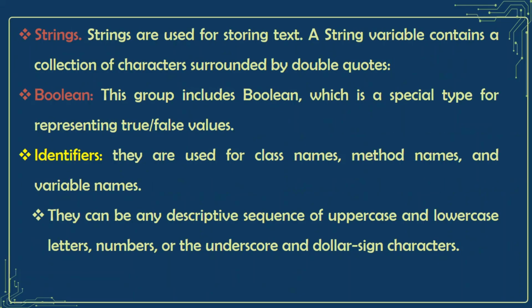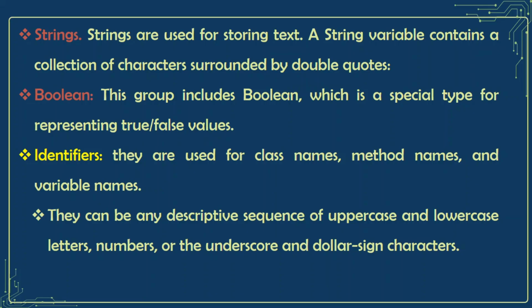The other is string. If we have a contiguous set of letters, we're going to use a string. It contains a collection of characters surrounded by double quotes, whereas a character is surrounded by single quotes. Boolean is a special type for representing a true or false value. So we're going to have either a true value or a false value. Actually, this may be used for conditions, to check whether a certain condition is true or false.